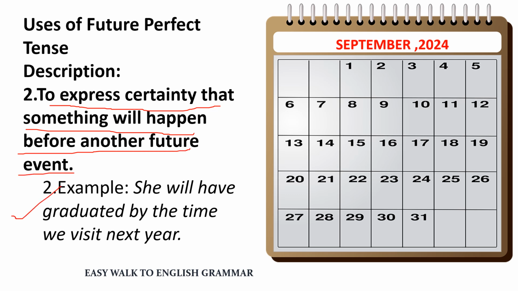She will have graduated by the time we visit next year. In order to understand this rule better, look at the calendar on the right side. As before, we took the 2nd of September 2024 as the example date. We speak this sentence, she will have graduated by the time we visit next year, on this date. But the completion of the action will take place only on a future date, and here we took it as 22nd of September 2025.